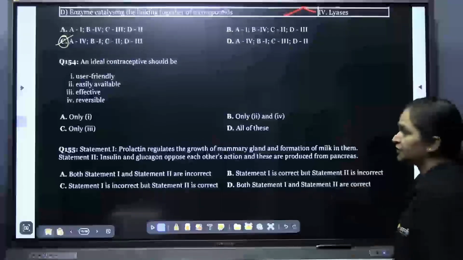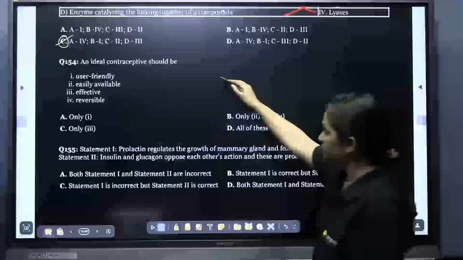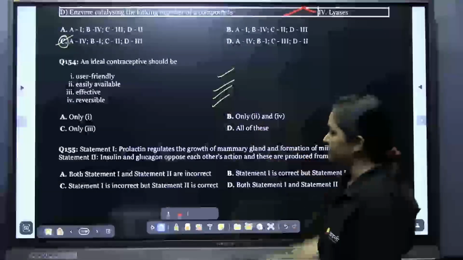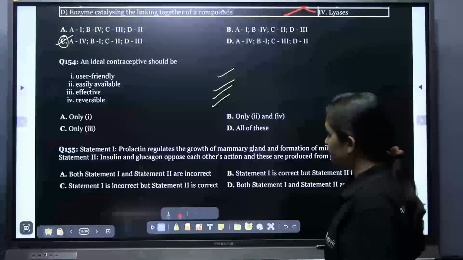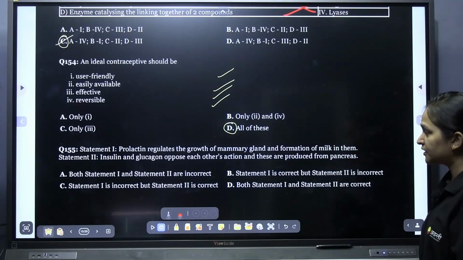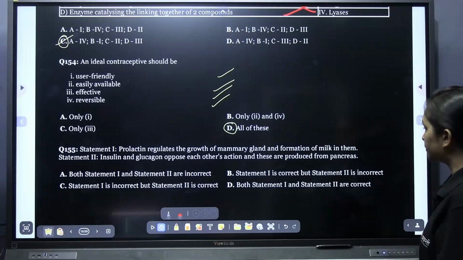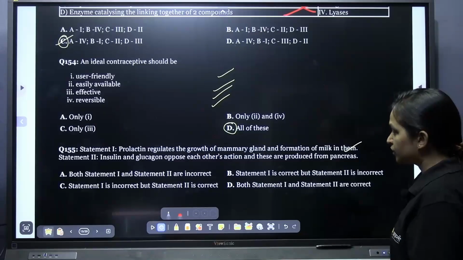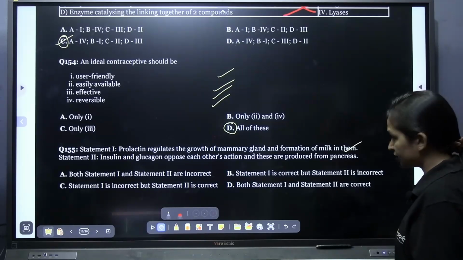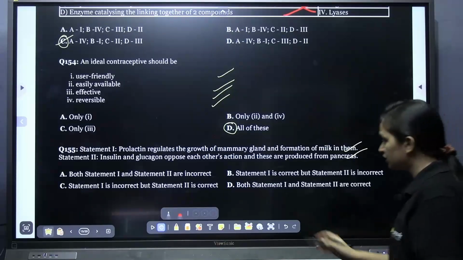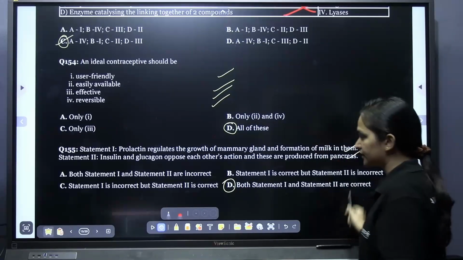Ideal contraceptive should be user friendly, easily available, effective, and reversible. It should be all of the above. Statement 1, prolactin regulates the growth of mammary glands and formation of milk in them. Yes, definitely it is true. Insulin and glucagon oppose each other's action and these are produced from pancreas. Yes, this is also true. So both statements 1 and 2 are correct. D for Delhi is the correct answer.